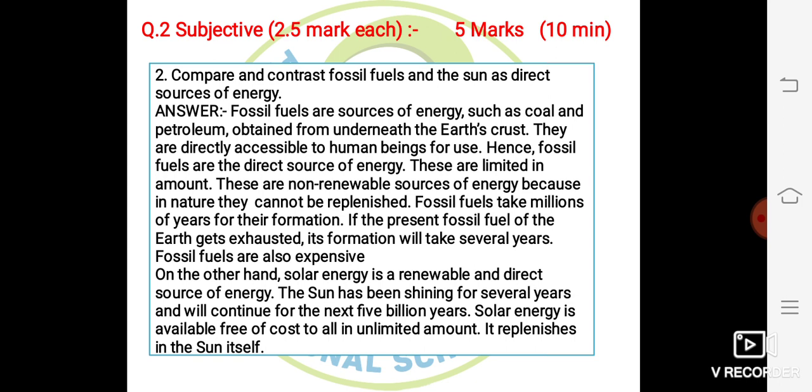On the other hand, we compare it to solar energy, which is a renewable and direct source of energy. Since the sun has been shining for several years, it will continue to do the same, so it doesn't need a time span to renew. It is free of cost and has an unlimited amount of usage. So this is how you had to write this answer.